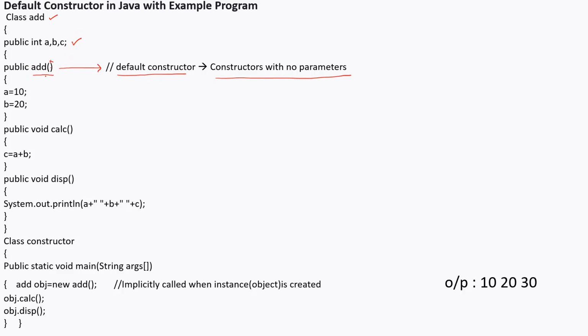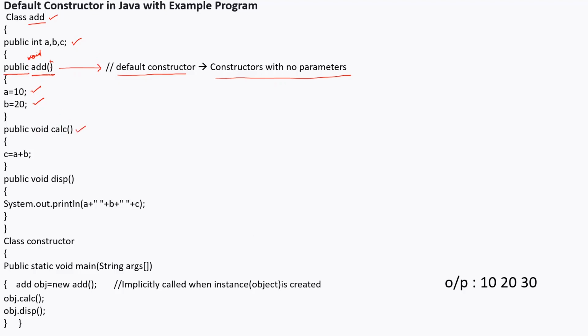And how can I say this is a constructor? The only thing you need to note here is that the class name and constructor name should be the same. Second, a constructor should always be declared with the public access specifier, and there should not be any return type. I didn't keep either void or int. I didn't place anything here, right? So directly public add. Now what I'm doing here is initializing the a value to 10 and the b value to 20 in this constructor. Next, I'm taking one more method called calc.